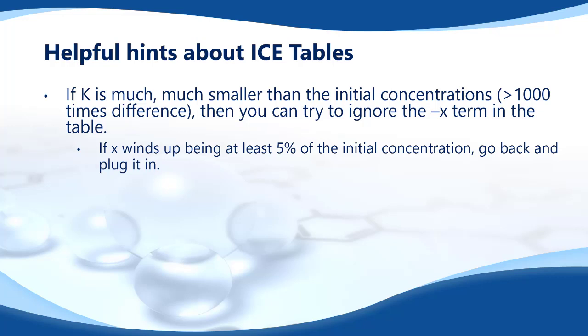Now, with that said, what you want to do is go back and check once you've solved. So if your X value winds up being about 5% of your initial concentration, actually go in and plug the minus X term into your expression and recalculate. Please note, you cannot ignore an X if you're adding it to 0. Because 0 plus some very small number is a very small number that exists. A very large number minus a very small number is still just that very large number. So that's one thing to keep in mind. This is a great way to shortcut questions.